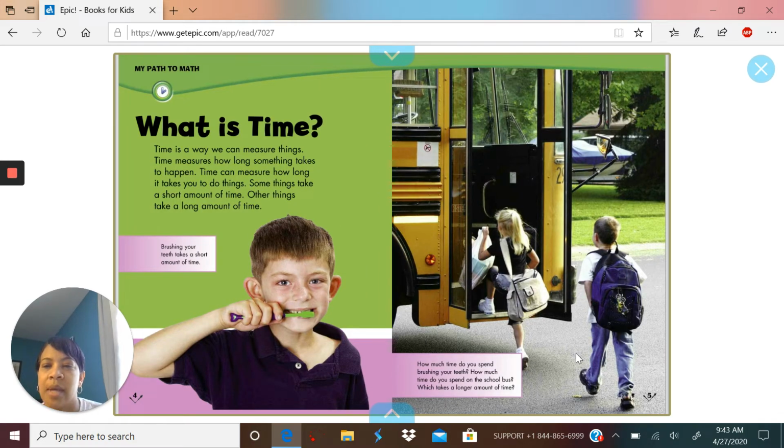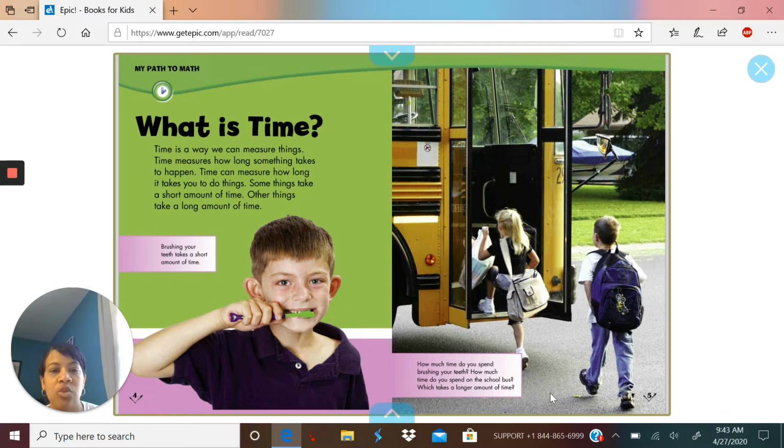What is time? Time is a way we can measure things. Time measures how long something takes to happen. Time can measure how long it takes to do things. Some things take a short amount of time. Other things take a long amount of time. Brushing your teeth is a short amount of time. And you see there's a caption next to him telling you brushing your teeth takes a short amount of time.